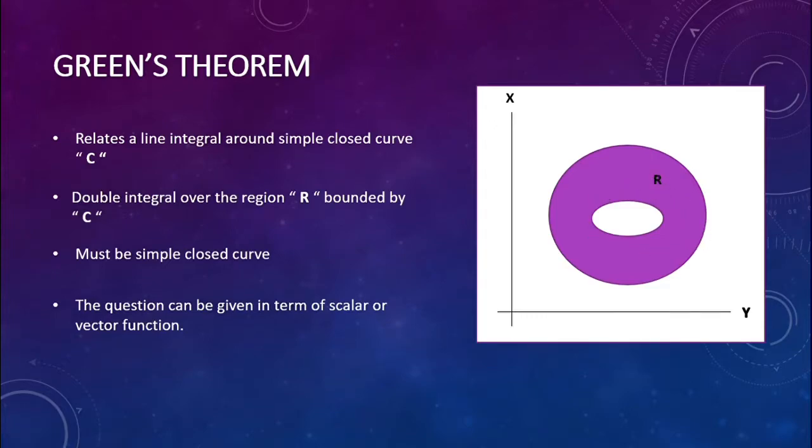So how to determine the positively oriented or negatively oriented? It depends on the arrow. If the arrow shows counterclockwise, that means positively oriented, and if the arrow is shown to the clockwise, it means negatively oriented.